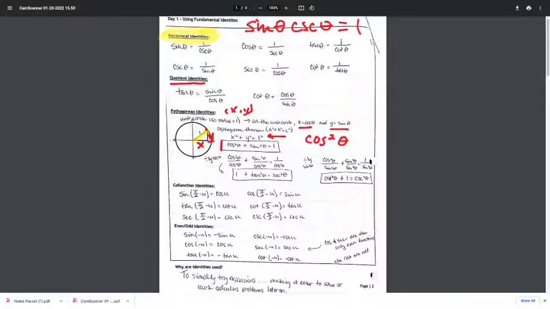So this right here is an identity that you should have memorized. Basically, anytime you see cosine squared plus sine squared, you should know that it equals 1. And so you could just replace it with the number 1.